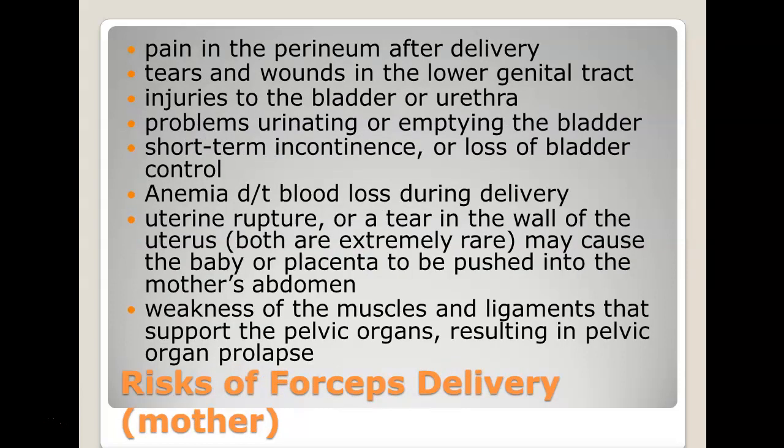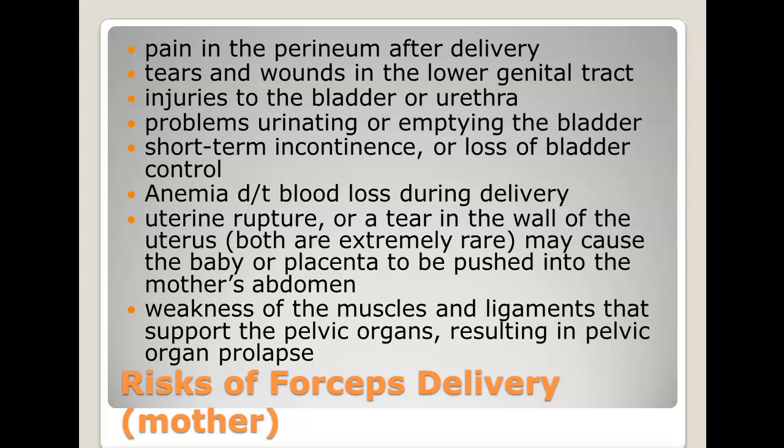Risks to the mother can be pain in her perineum after the delivery because we're putting an additional instrument by the perineum, tears or wounds in the lower genital tract, injuries to the bladder or the urethra during this, problems urinating or emptying the bladder afterwards because of that, short-term incontinence or loss of bladder control. There can be anemia due to blood loss during the delivery, especially if there's more tears associated with it.